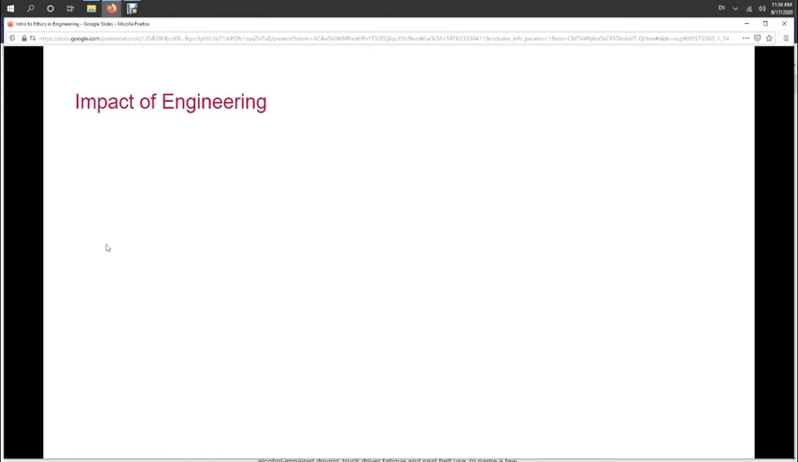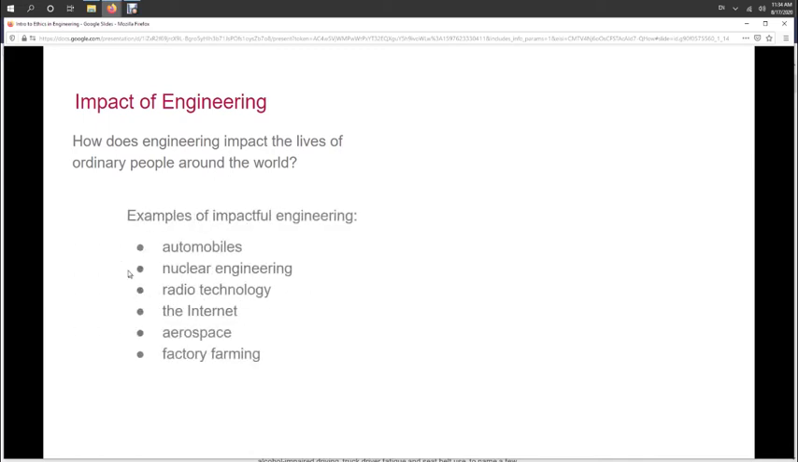Okay, now we can take a look at impact of engineering, the other term under the umbrella of responsible engineering. When we talk about impact for the class, we'll think of it in this way. How does engineering impact the lives of ordinary people around the world? The projects that you work on as an engineer could impact the lives of the people who choose to purchase your product or service, but they could also impact people who never decide to use your product or service. And there's some examples we'll look at shortly.